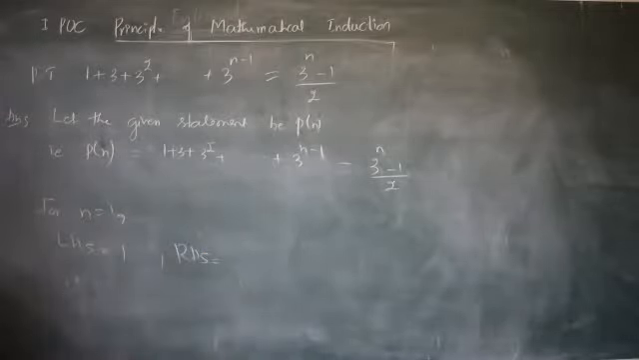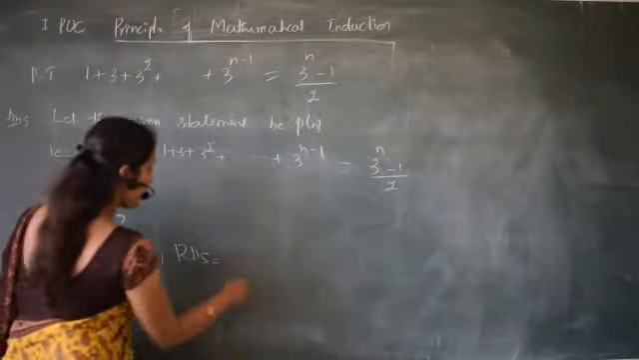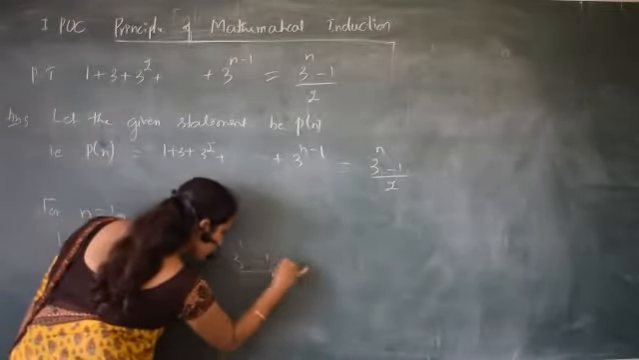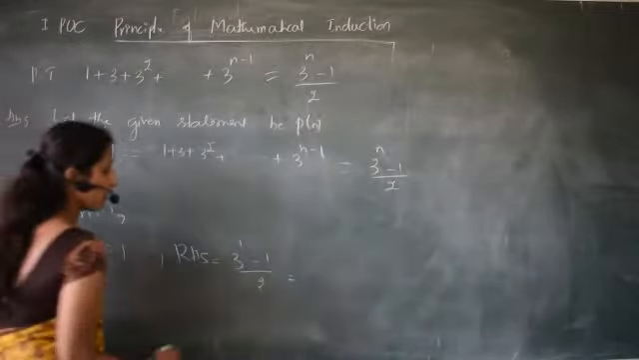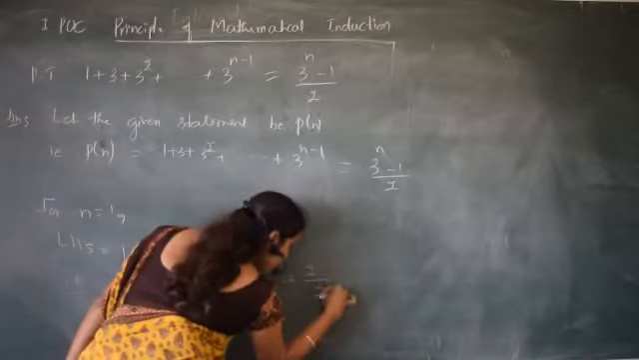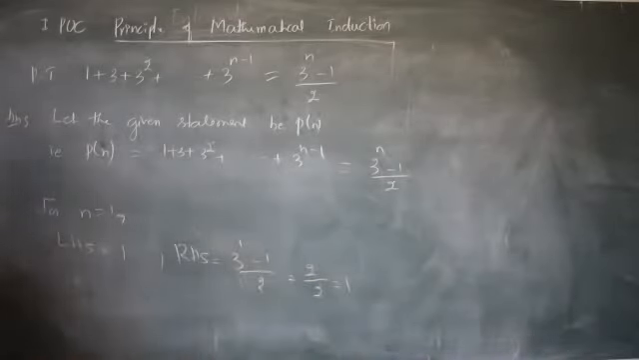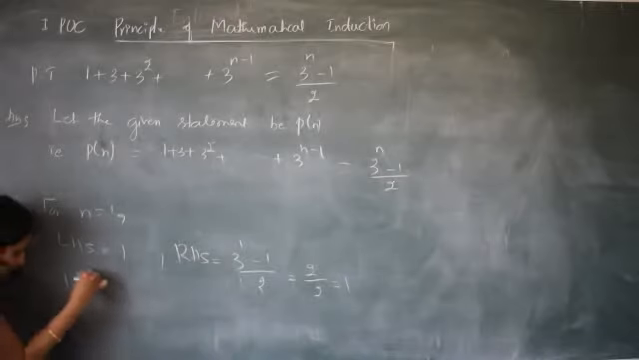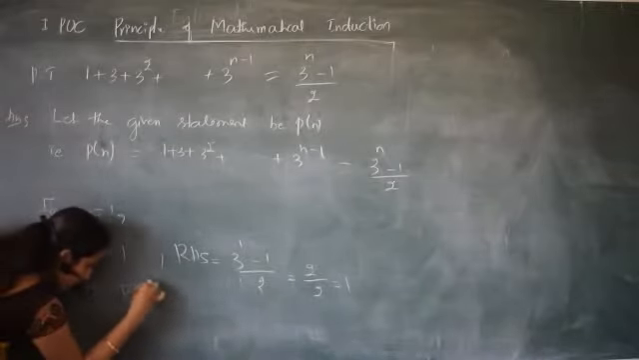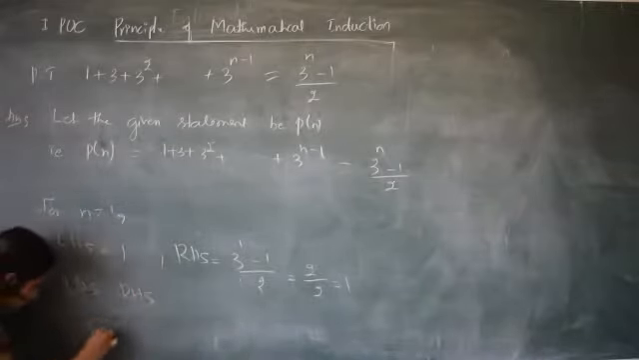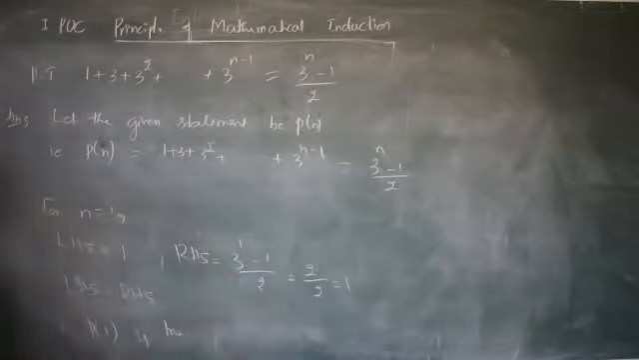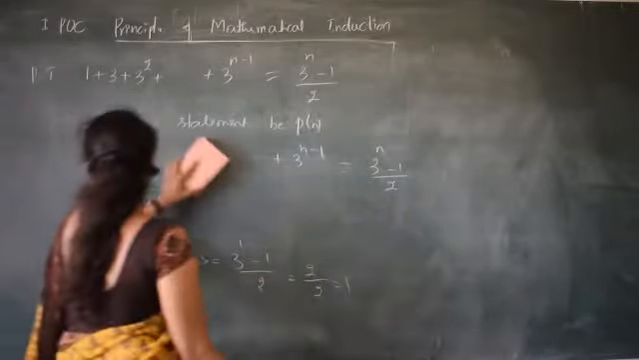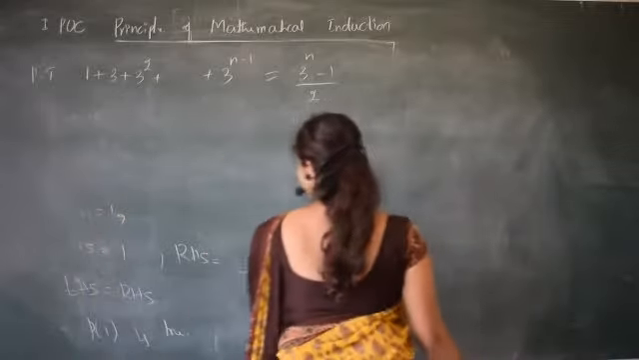For the right hand side, we have to take n is equal to 1. So 3 power 1 minus 1 divided by 2. 3 power 1 is 3, 3 minus 1 is 2, so 2 by 2 is equal to 1. Therefore the conclusion is left hand side is equal to right hand side. Therefore P of 1 is true. Next we have to assume that P of k is true for some positive integer k.